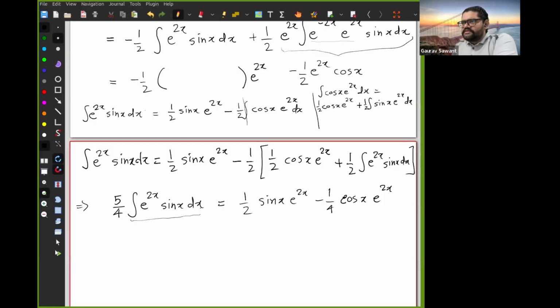So therefore, this thing is equal to, it will go away, 4 by 5 times 1 by 4 and minus 4 by 5, 1 by 4. So combine them properly, and I will have 2 by 5 sin x plus minus 1 by 5 cos x times e power 2x. So that is what goes in there.